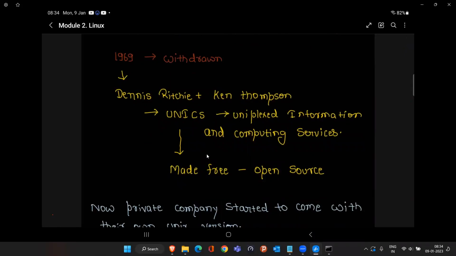At that time, anyone could go and ask for the code, take the code, and use this operating system in their computer. So there was no issue at that time.